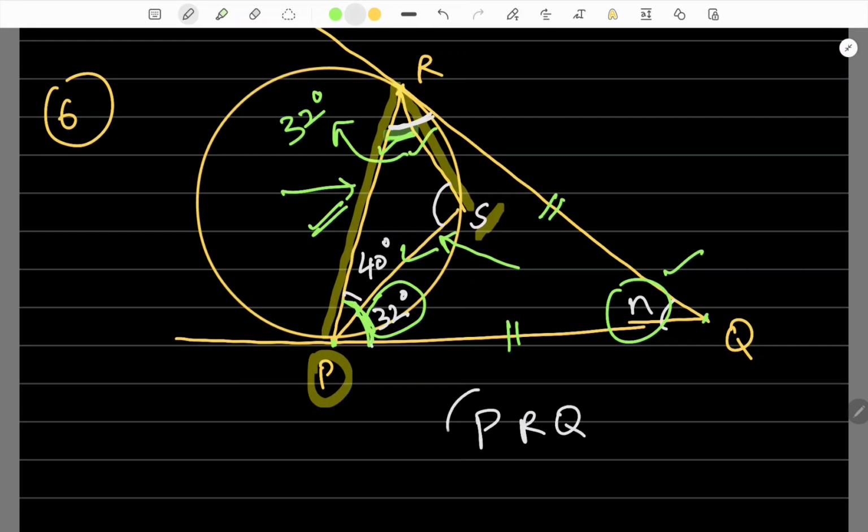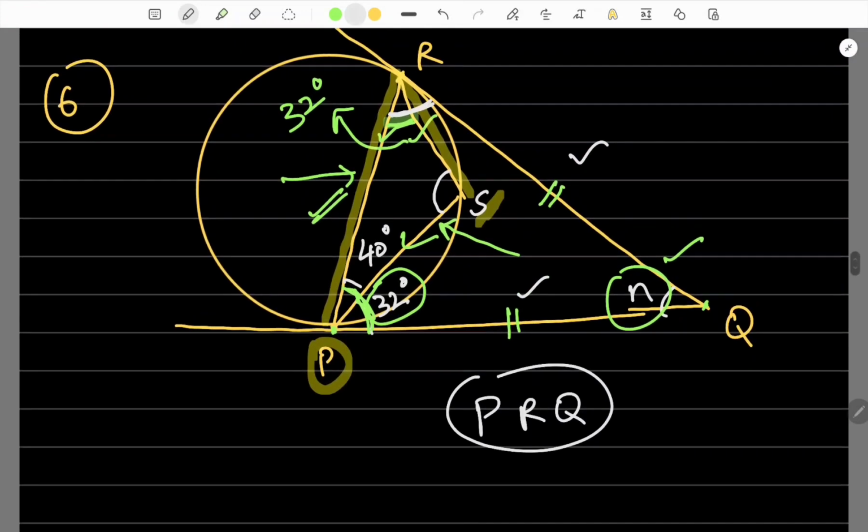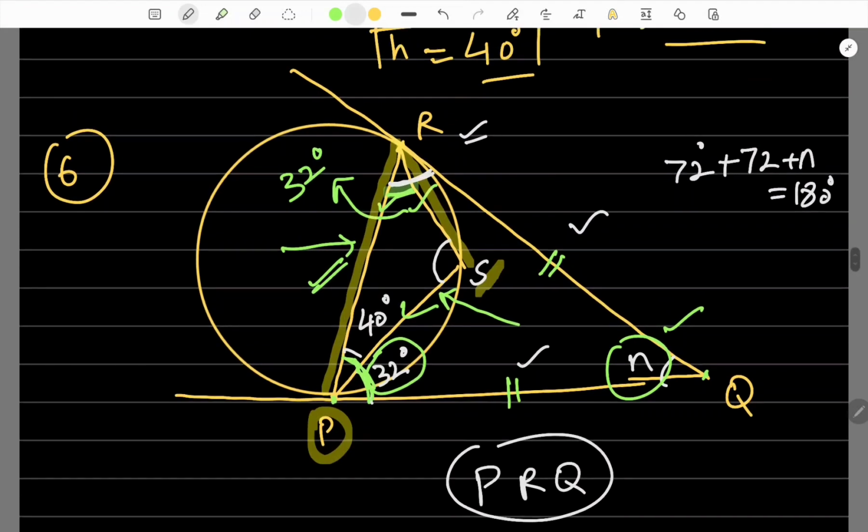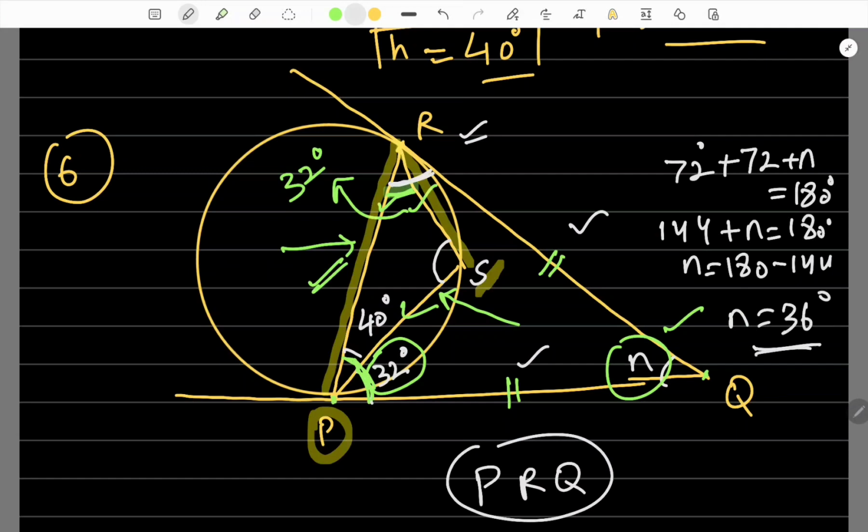Now this is an isosceles triangle because of the two tangents, right? So if this is 72, angle R will also be 72. So 72 plus 72 plus N is equal to 180. इसमें कोई doubt बेटा किसी को? Any questions? चलो, so ये बेटा add कर दो, 144 plus N is equal to 180. So बेटा 144 उधर जाके subtract हो जाएगा. So what is angle N जरा मुझे बताओ? 36 degrees, right बेटा?